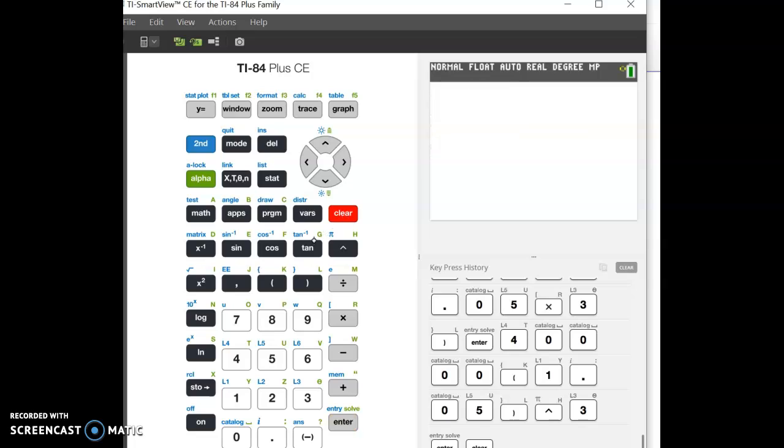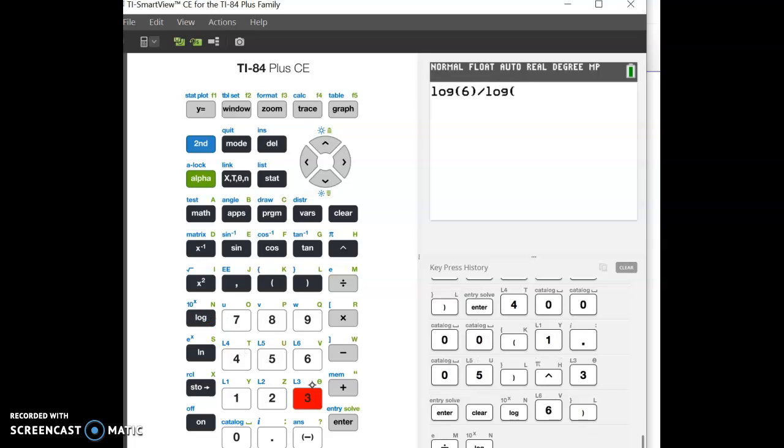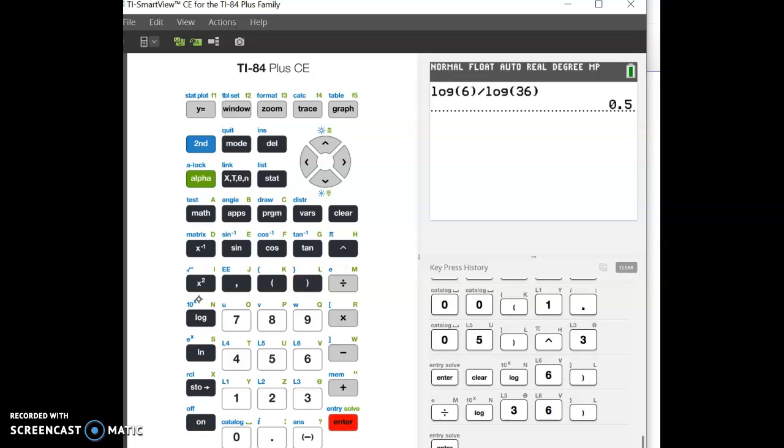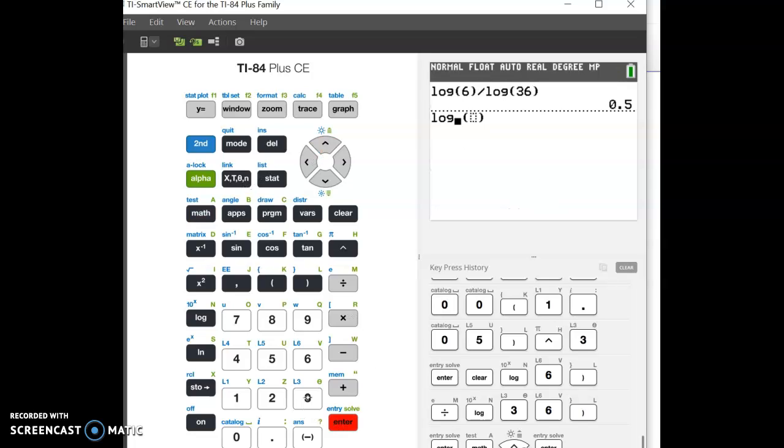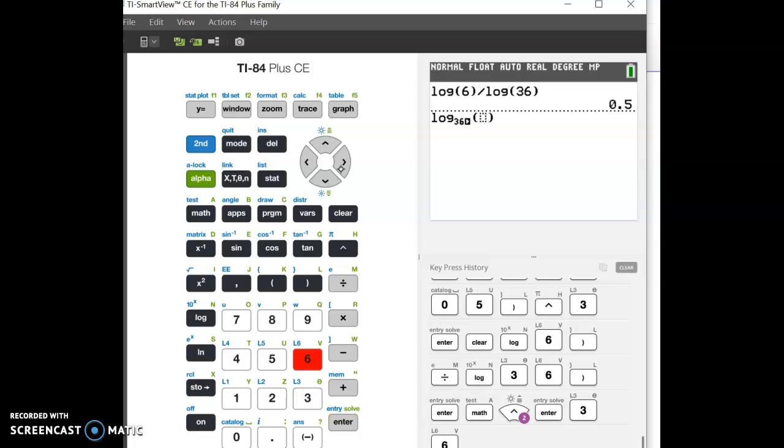There's two ways to do that. You can do the log of 6 divided by log of 36, and that gives you your log base 36 of 6. That's one way to do it, or you can do the log base button. So do math and go up to log base, and we had a base of 36 and a value of 6, and hit enter, and you get the same 1/2.